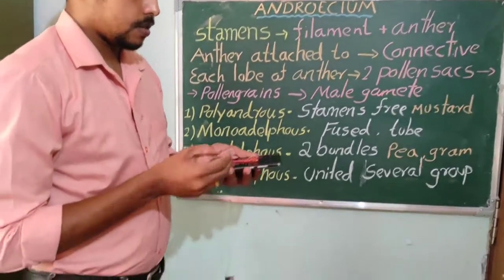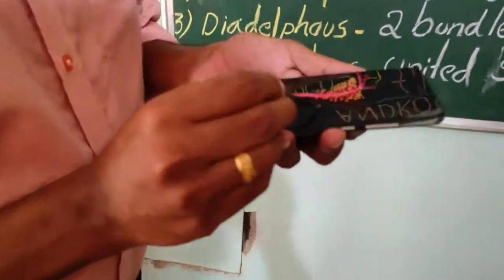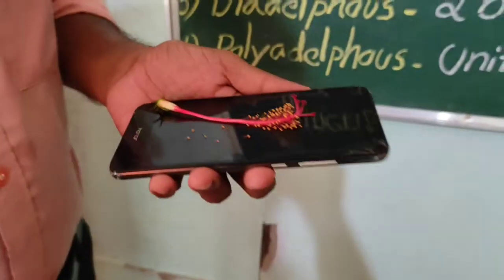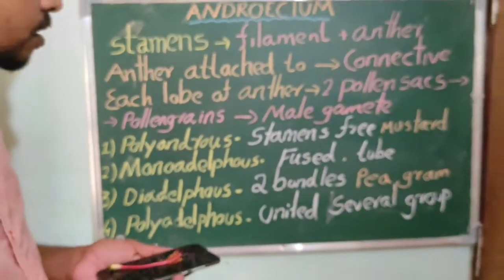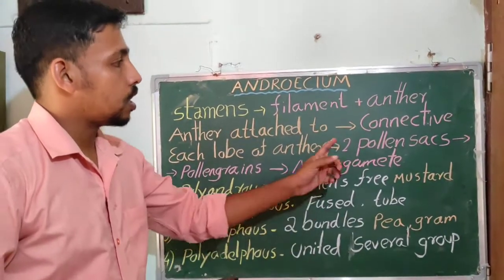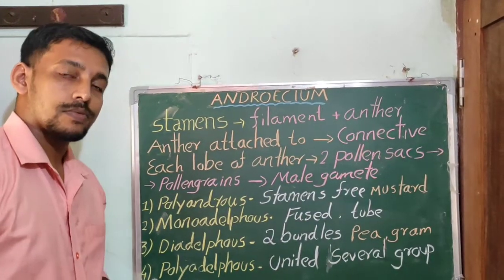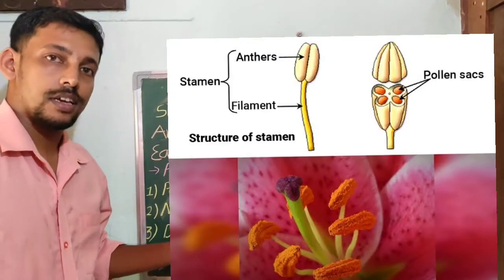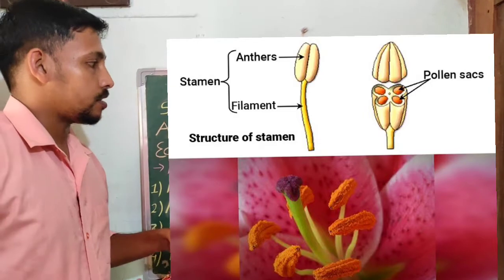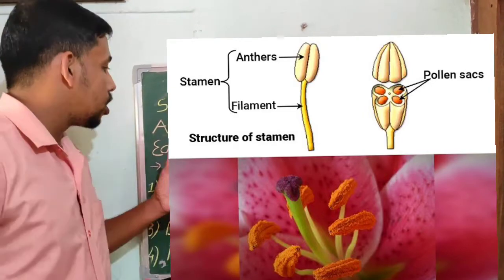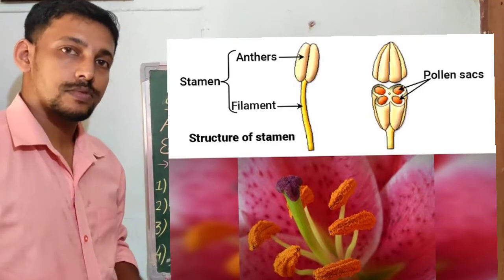Each lobe of the anther consists of two chambers. These chambers are known as pollen sacs. Inside the pollen sac there are pollen grains, and in these pollen grains the male gametes develop. So the male gametes are developed in the pollen grains.